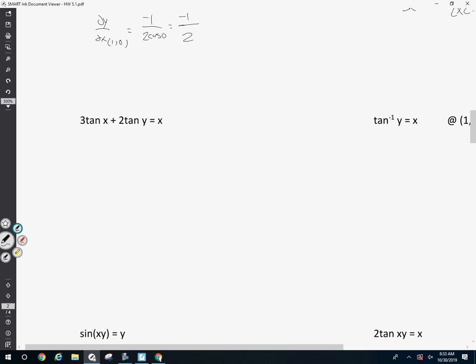Yeah, tangent. Do you remember the derivative of tangent? Secant squared. It's just a constant, no product rule needed. I would need a dy dx after this. Subtract the 3 secant squared x, divide by 2 secant squared y.